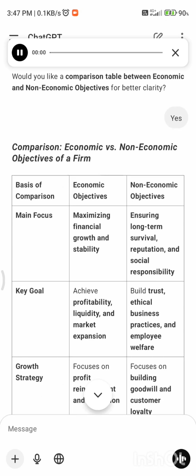Would you like economic versus non-economic objectives of a firm?